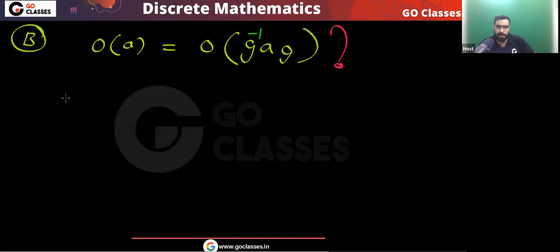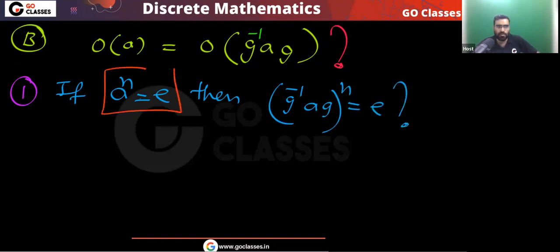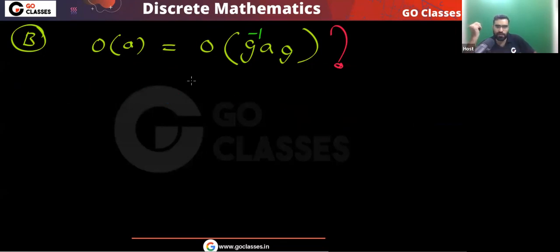Again, the same way. If A power n is the identity element, then can I say this is okay? This question you will solve in the same way. What is the first part? The first part is: if A power n is equal to the identity element, then can I say (G inverse A G) power n will be equal to the identity element? First, let's see what (G inverse A G) power n is. For example, let's see what the power 3 will be.